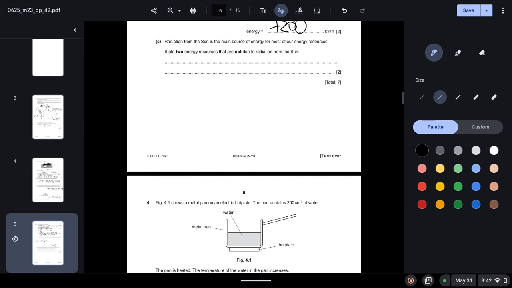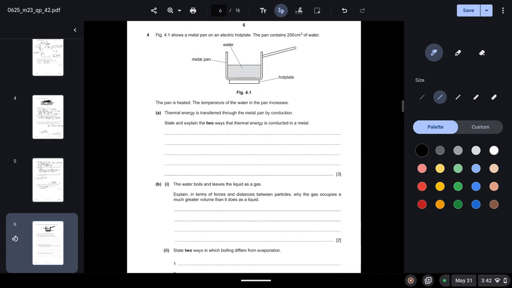C. Radiation from the sun is the main source of energy for most of our energy resources. State 2 energy resources that are not due to radiation from the sun. So you can pick any two. We have nuclear. This is not through the sun. And we also have tidal, which is from the waves and not due to the sun.